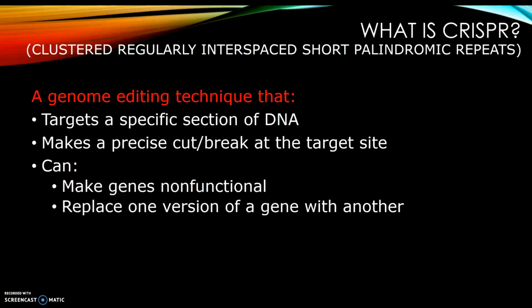So what exactly is CRISPR in terms of the way we use it? CRISPR is a gene editing technique that targets specific sections of DNA to make precise cuts and breaks at the target site that we've programmed it to go to. And it can make genes non-functional or even replace one version of a gene with another version that we want.